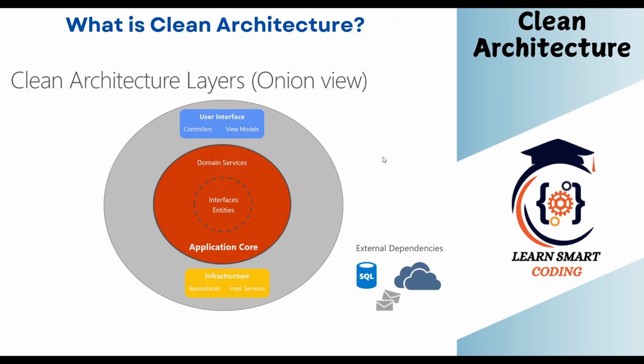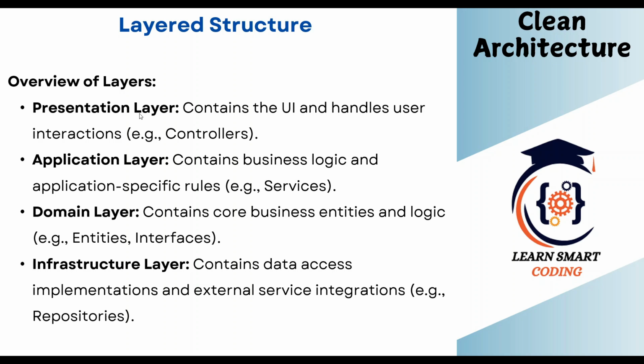So let's take a look at the same thing in our project, and I will explain how this looks. We have these 4 layers. The presentation layer will contain the UI. UI means, if you're using MVC, it's the UI. If not, it's all web APIs. That handles the user interaction, like controllers and all of that.